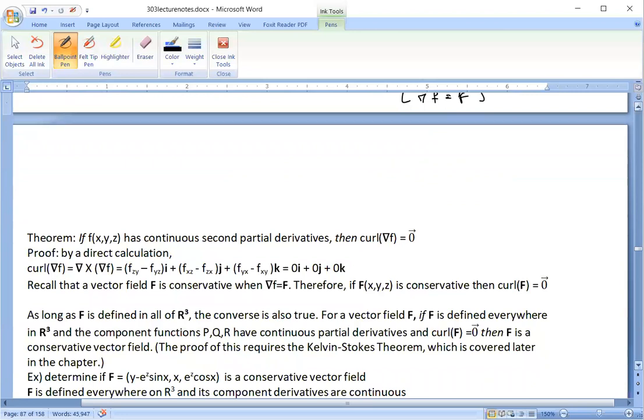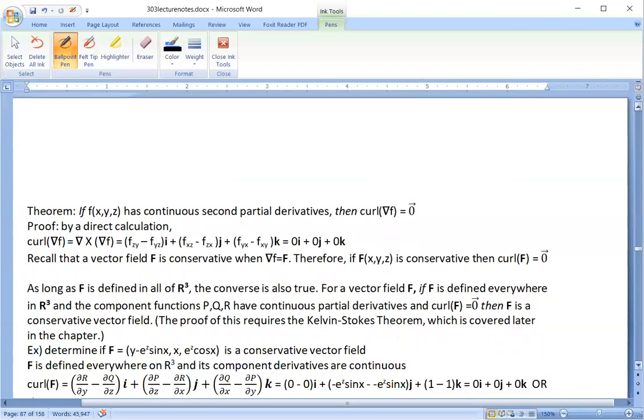Also, for our theorem to be true, we need to check the hypotheses. So vector field F is defined everywhere in R3. Check. All the derivatives are continuous. Check. Because we just have exponential and trig functions and polynomial functions, so everything is fine there. Okay, so now let's calculate. So the curl, so starting off, here is the general formula for curl. And now let's plug it in, evaluate it here.